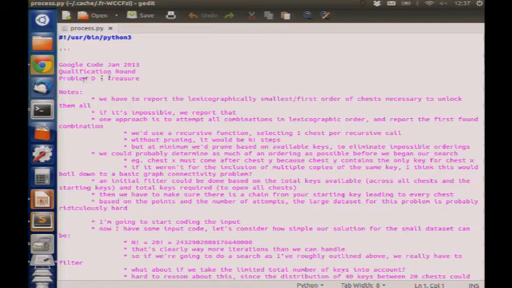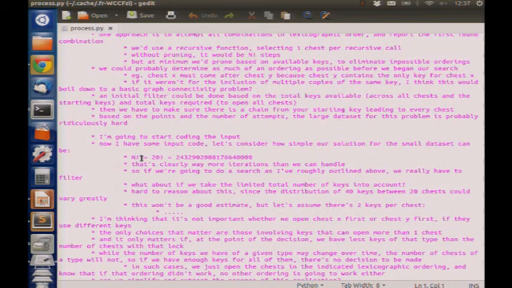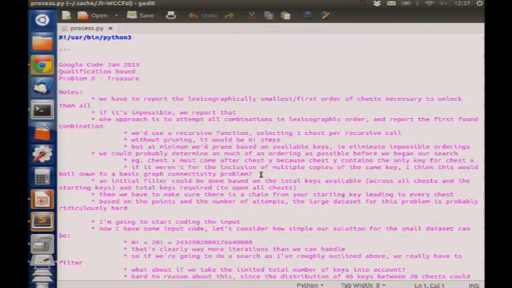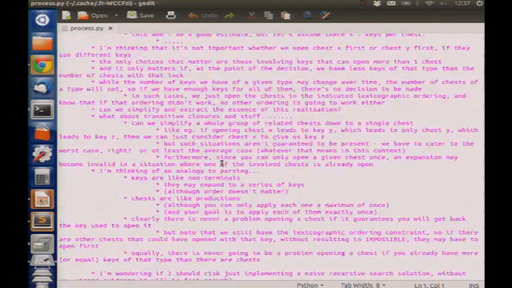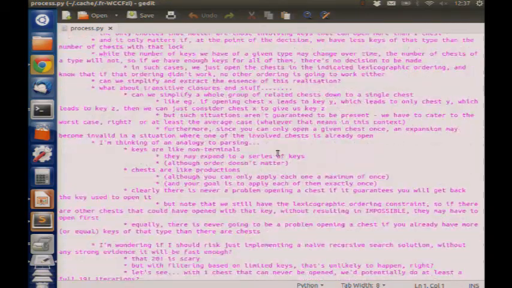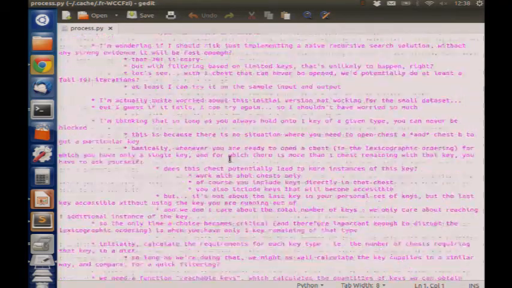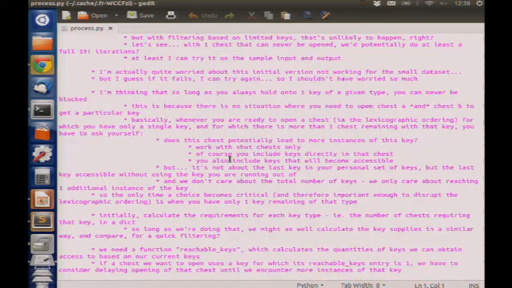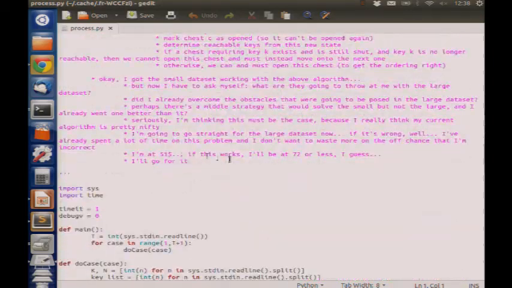Comment with what it was, treasure, and then also we have to report the lexicographically smallest order of chests necessary to unlock all of them. Oh, but this is too big, no, we're not going to do it. I was really shocked when I saw this. And he solved the large problem, that was really tough. And okay, no, seriously, I'm thinking this must be the case.